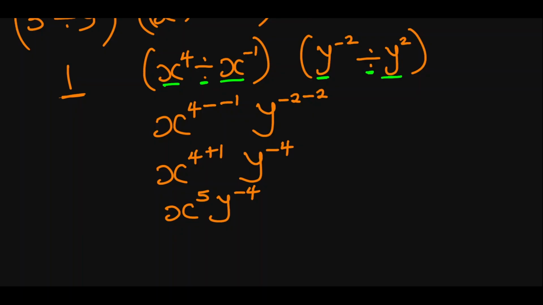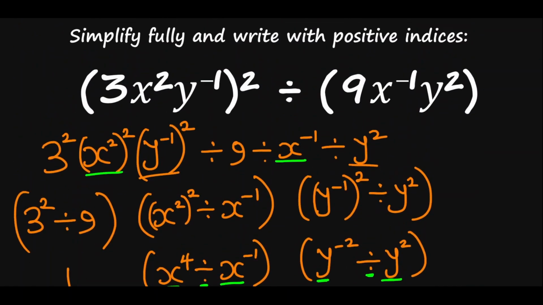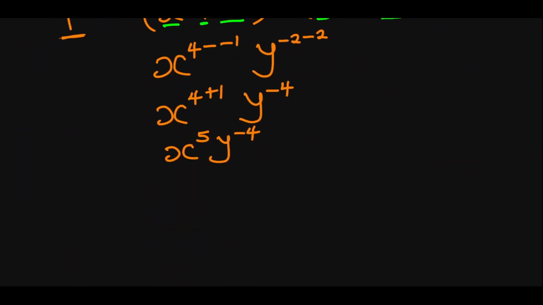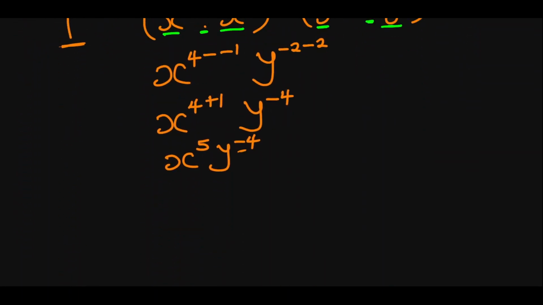But the question says, as you see here, simplify fully and write with positive indices, which means the question doesn't want this minus here. And to remove this minus here, we now have to apply one of the laws, which is the law of negative exponents, that tells us that if we want to change this y raised to power minus 4 to y raised to power 4, all we need to do is move the entire thing downwards since it is upwards now. This will now become x raised to power 5 over y raised to power 4.